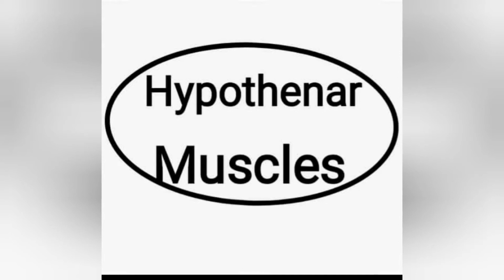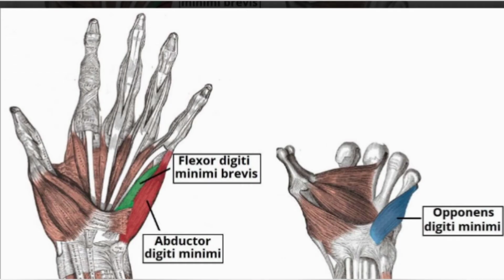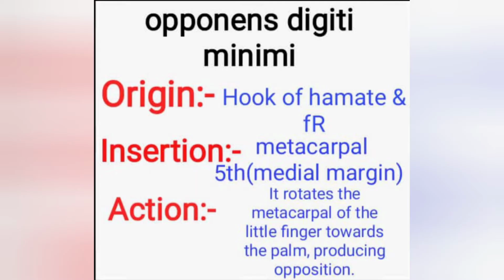Now the second group of muscles is the hypothenar muscles. It's a group of short muscles found at the ulnar side of the palm and their muscle bellies form the prominent surface above the base of the little finger called the hypothenar eminence. And the names of the muscles are opponens digiti minimi, abductor digiti minimi and flexor digiti minimi brevis. Let's discuss these in detail.